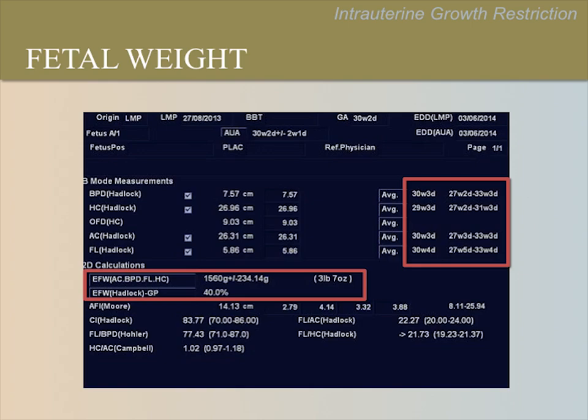Next, we see how the ultrasound machine assigns an estimated gestational age to each of these measurements and an overall estimated fetal weight, or EFW, of 1,560 grams. The red box on the right shows an estimated gestational age for each of the measurements taken. The red box on the left shows the overall estimated fetal weight in grams and also assigns a percentile score to fetal growth, in this case 40%, which is very normal. For a diagnosis of IUGR, fetal growth must be less than the 10th percentile.